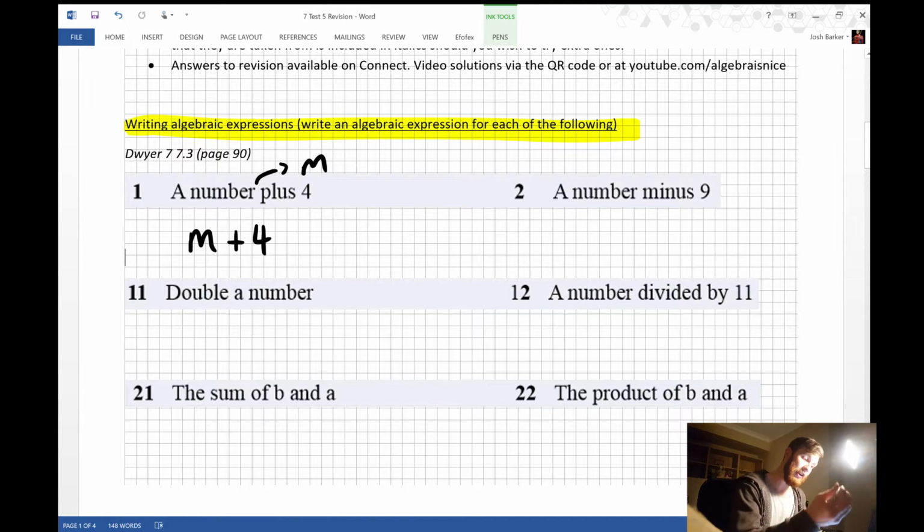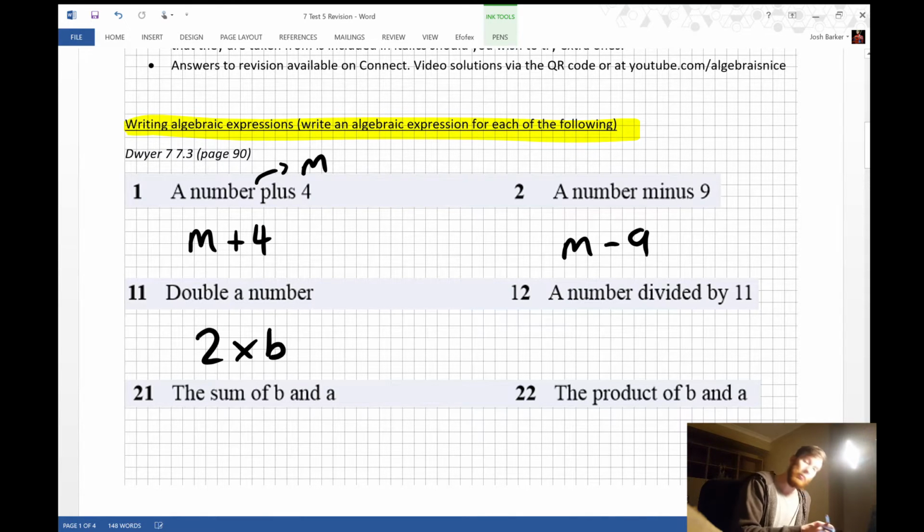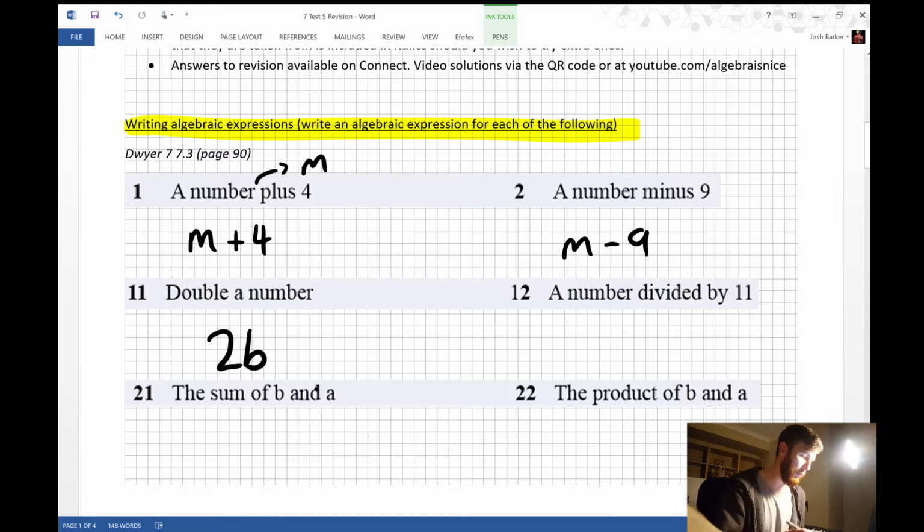Same for the next one, a number minus 9. We can still go M maybe for milliliter this time, so M minus 9. Double a number. Let's say our number is B for Brie. Well, if we double it, we're going to multiply it by 2. So you might be tempted to write 2 times B. But remember in algebra, when we're multiplying a number by a letter, or a coefficient by a variable, we don't bother writing the multiplication symbol. It's fine just to write 2b for that one, because that means the same thing, 2 multiplied by b.